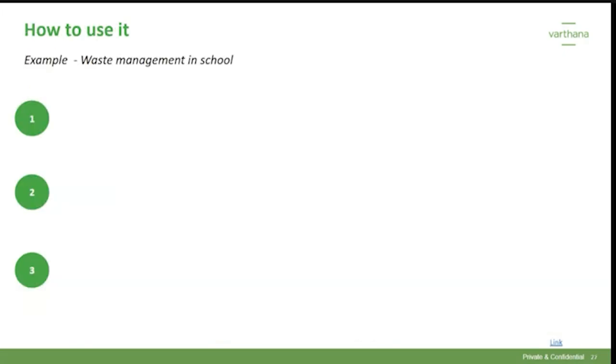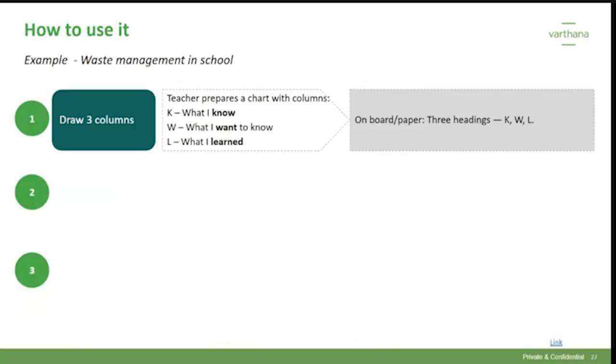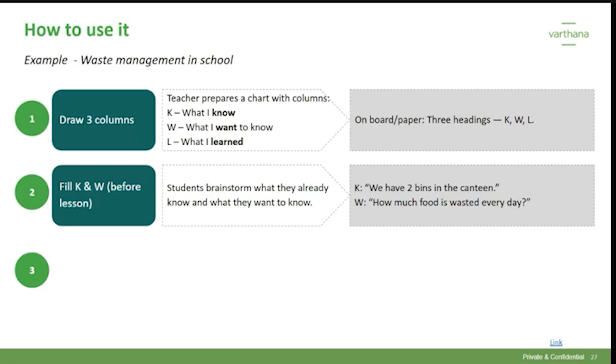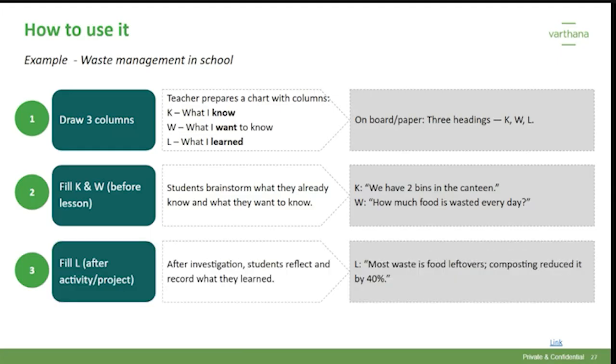So let's understand how you can use it in your classroom. For example, we again take waste management in our school. What I know, what I want to know, and what I learned, these three columns we made. You can ask students to do it in their notebook, or you can write it on the board or paper. So KWL, this is the first step. Draw three columns. Fill two columns, K and W, what I know and what I want to know, before the lesson. The third column, L, will be filled after the lesson or the session that you have provided to the students.